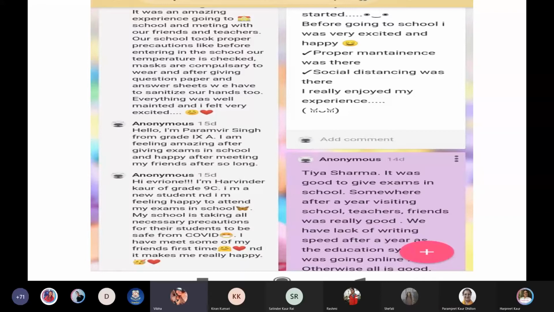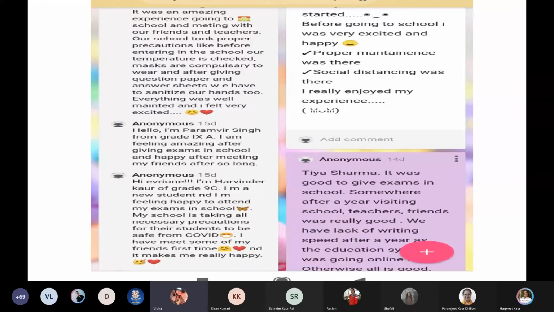My school is taking all the necessary precautions for their students to be safe from COVID. I have met some of my friends for the first time and some of my teachers for the first time, and I'm really very happy. And all the students have expressed their feelings, and they have read the feelings of each other, and it was a great experience when I was visiting my wall again and again to know what they are thinking. And again and again it was written that school is taking proper precautions.